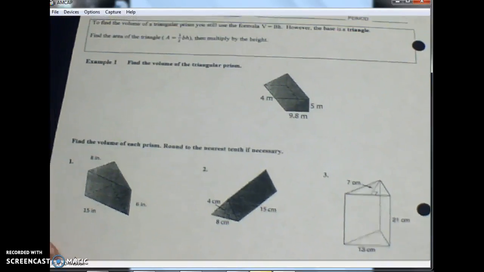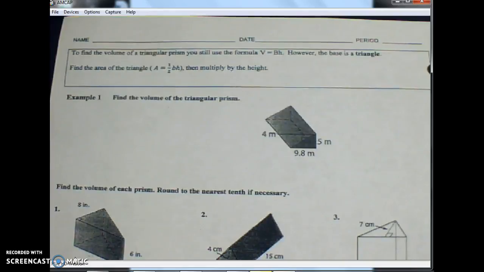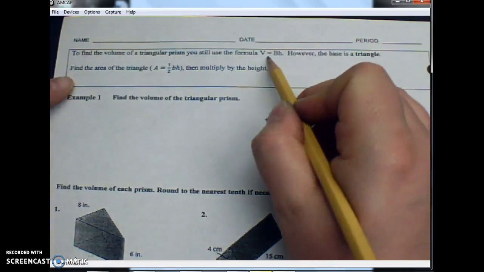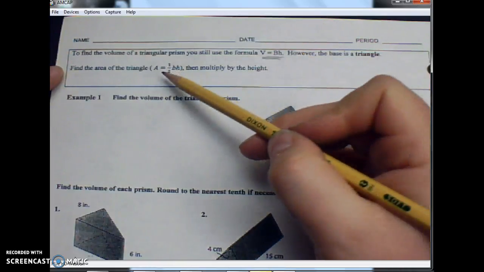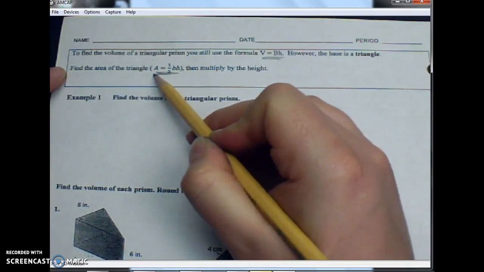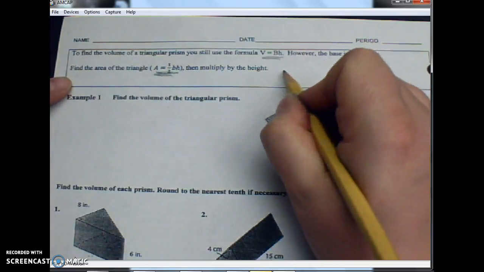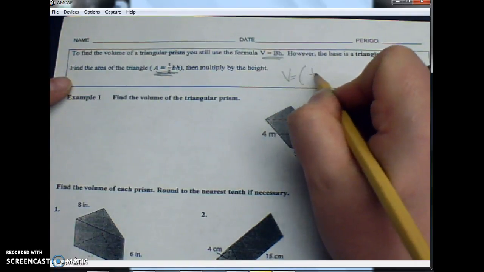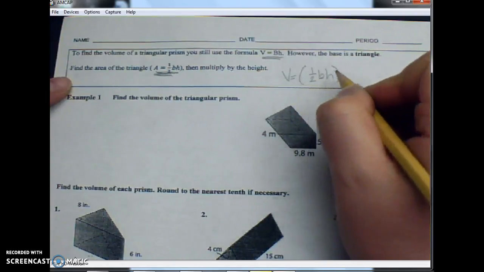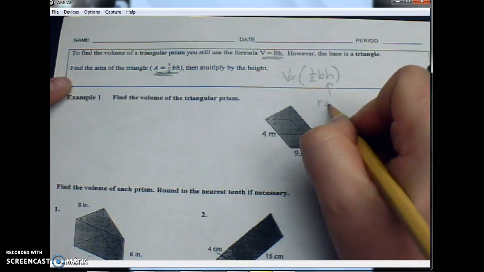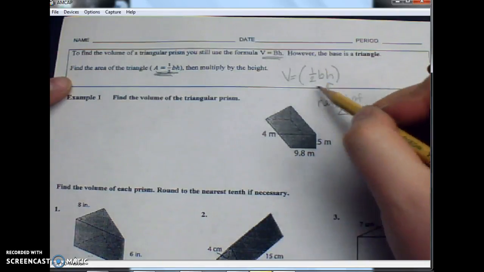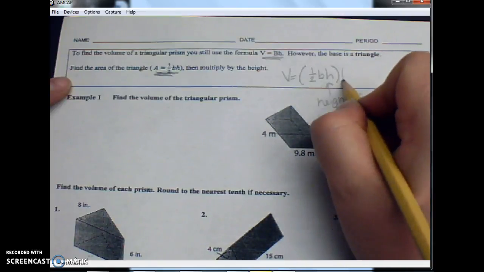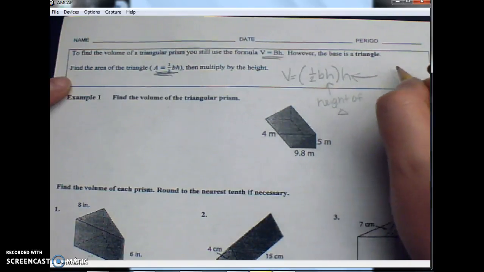Now when you flip to the back, we have triangular prisms on the back side. When we talk about triangular prisms, we are still looking at area of the base times height. But you have to remember that on a triangular prism, your base is a triangle. So for a triangular prism, we're going to follow the formula 1/2 base times height, where the first height is your height of your triangle, because that's our area of the triangle right there. And then we're going to multiply by the height of the prism.